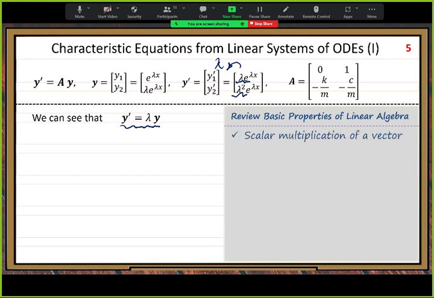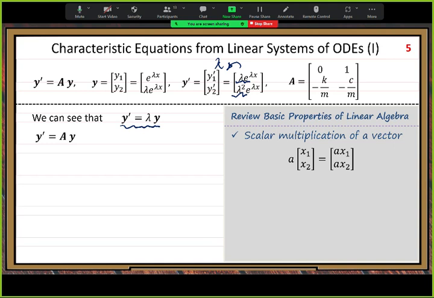Our first basic property we call scalar multiplication of a vector. When we do scalar multiplication, here little a is a scalar number times a vector with x1, x2 components. You use the scalar number to multiply each component inside the result vector. That's the scalar multiplication of a vector. Very simple.